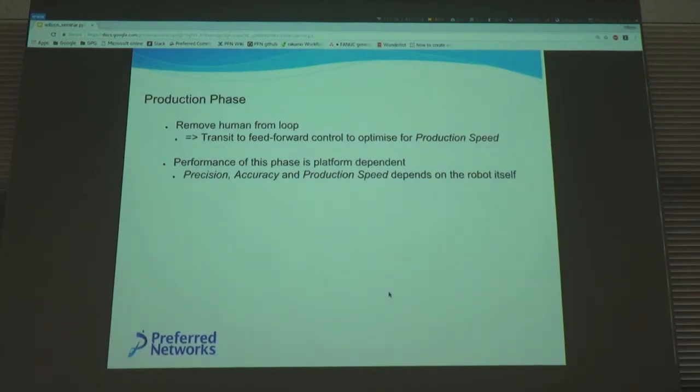So finally, the robot can move to the production phase, where we remove the human from the loop, and the robot will just transition to high-speed position mode. And performance of this phase is actually platform dependent, unfortunately. That depends on how fast and accurate your robot actually is. During my thesis, I didn't have enough time to focus on this phase, so I will skip it for today.